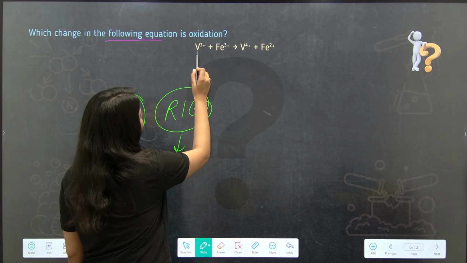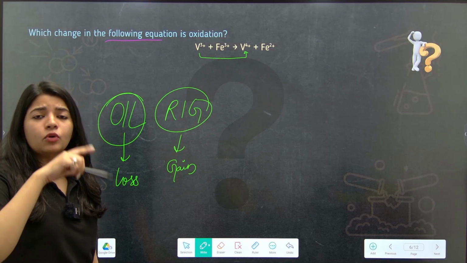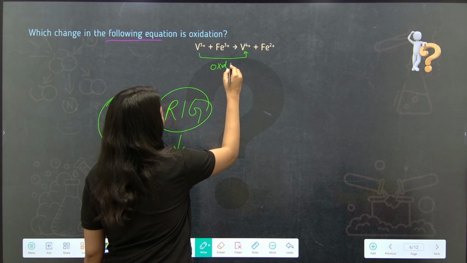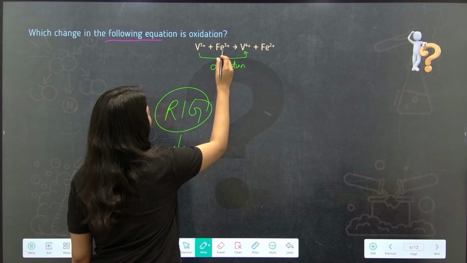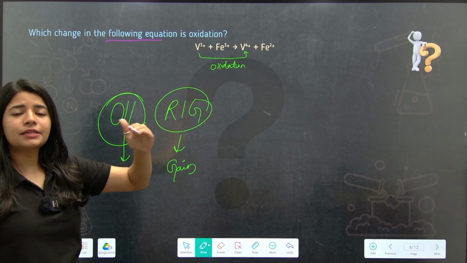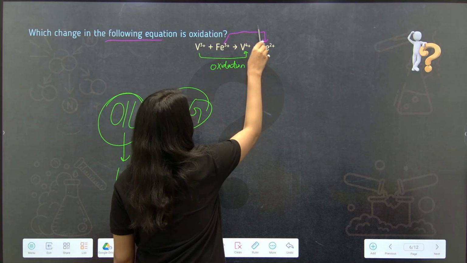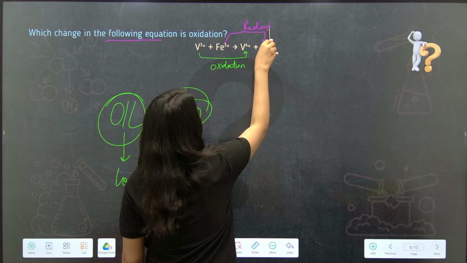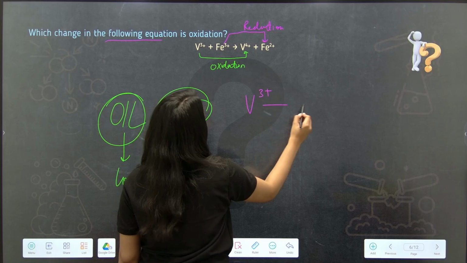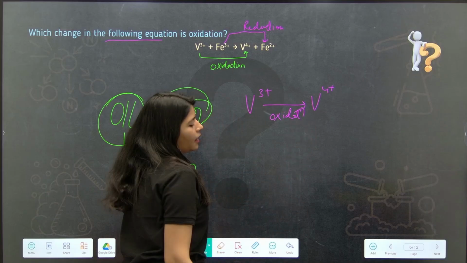So from V3+ it is changing to V4+. It means that it must have lost one more electron to achieve this +4 charge, so this is oxidation. Next is Fe in +3 oxidation state to Fe in +2 oxidation state. The oxidation state has decreased, which means it has gained an electron, and hence reduction has taken place. But we have to answer for oxidation only, so our correct answer will be V3+ to V4+. This is your oxidation reaction. I hope this is clear.